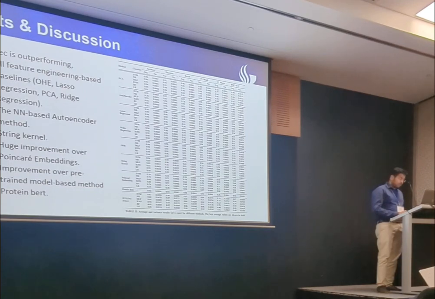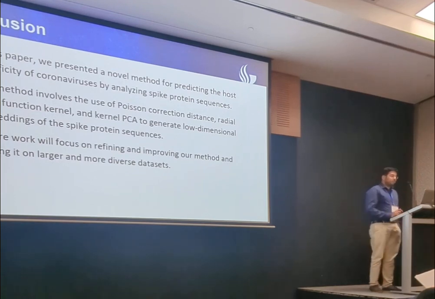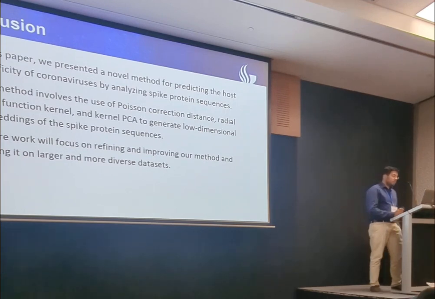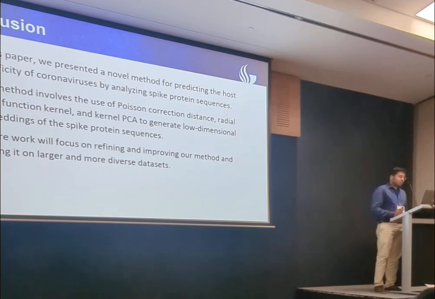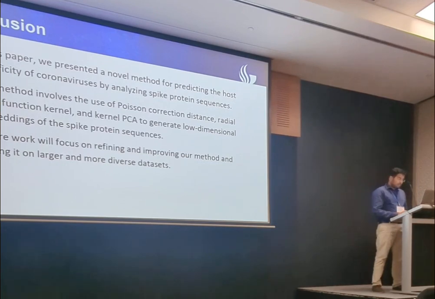So to conclude, in this paper we presented a novel method for predicting the host specificity of coronavirus by analyzing the spike protein sequence. Our method involves the use of Poisson correction distance. We are correcting the distance and using a radial basis function kernel, and applying kernel PCA to reduce to low dimensional embeddings of the spike sequence.